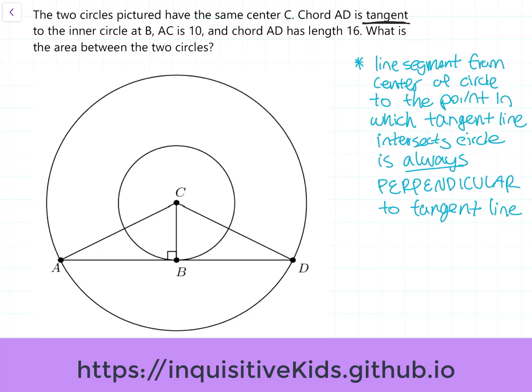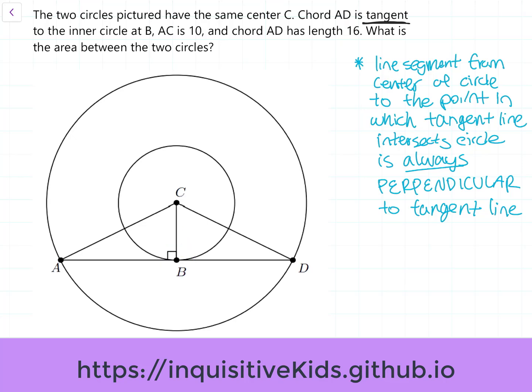Another rule to keep in mind is that the line segment from the center of the circle to the point in which the tangent line intersects the circle is always perpendicular. So this will happen for any other tangent line here. For example, here it would also be a 90-degree angle. This is a rule to memorize when you solve problems with tangents. So here, as you can see, a right angle is already labeled out.